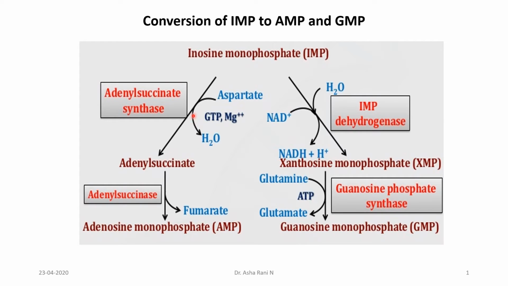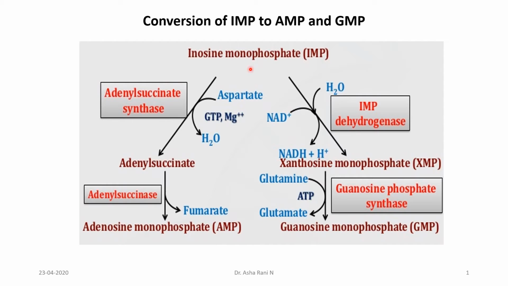The enzyme which catalyzes this reaction is adenyl succinate synthase. So adenyl succinate synthase catalyzes the formation of adenyl succinate. So this adenyl succinate is cleaved by the enzyme adenyl succinase to form AMP and fumarate. So this is how IMP can be converted into AMP.